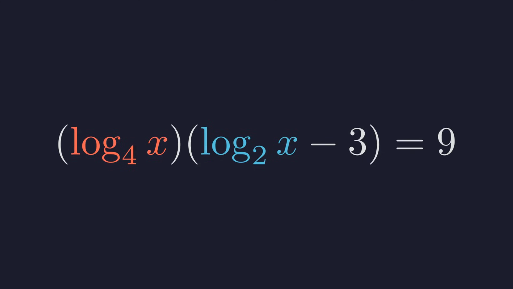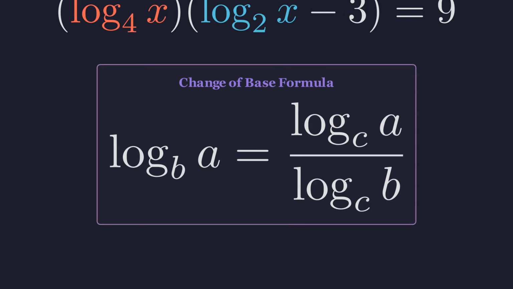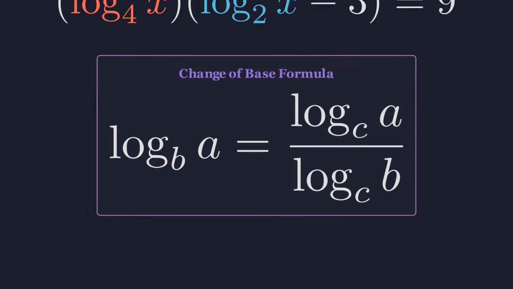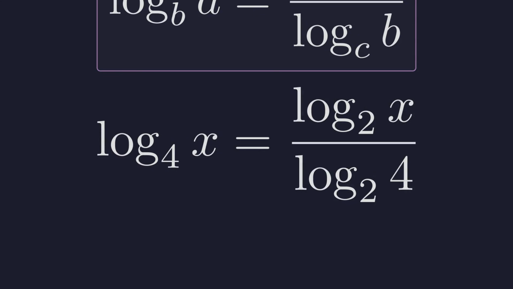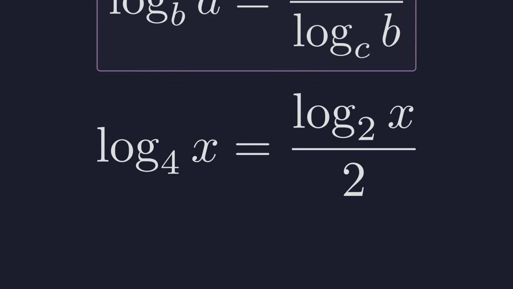Let us convert the base 4 logarithm to base 2. We will use the change of base formula, which states that the logarithm of a in base b is equal to the logarithm of a in a new base c divided by the logarithm of b in that same new base c. Applying this to our problem, the base 4 logarithm of x is equal to the base 2 logarithm of x divided by the base 2 logarithm of 4. Since the base 2 logarithm of 4 is 2, we have our conversion. Now we can substitute this back into our main equation. After substitution, our equation now contains only base 2 logarithms.